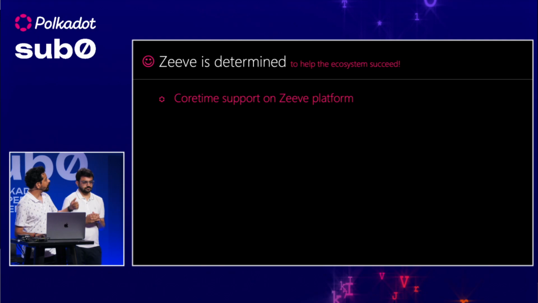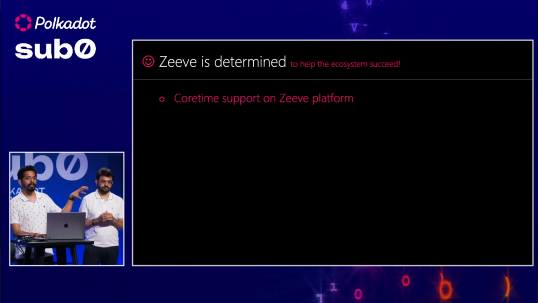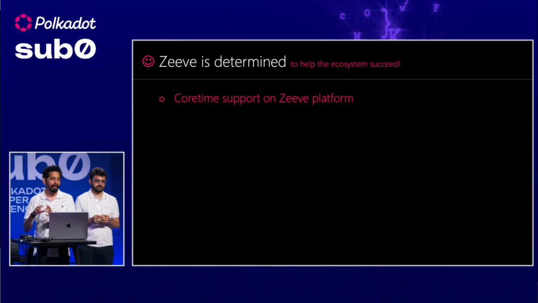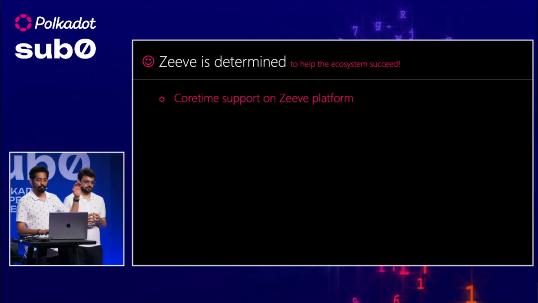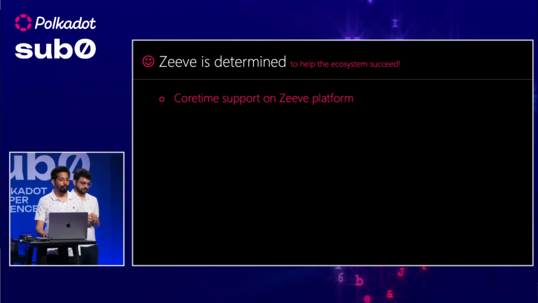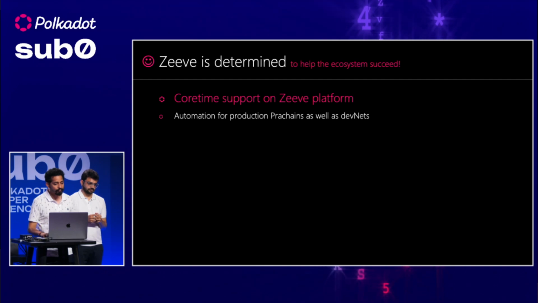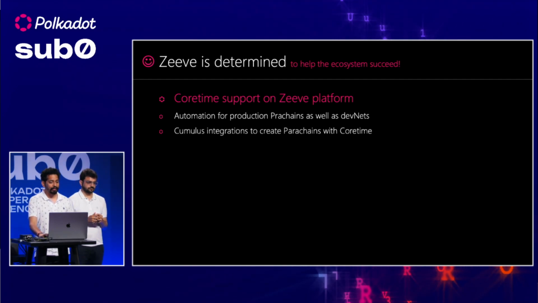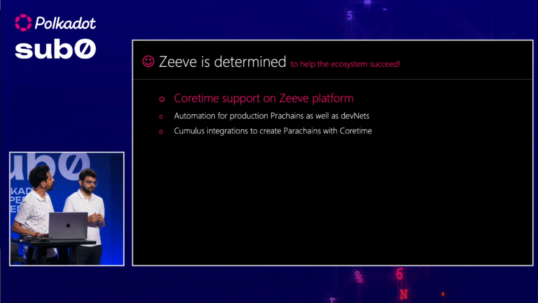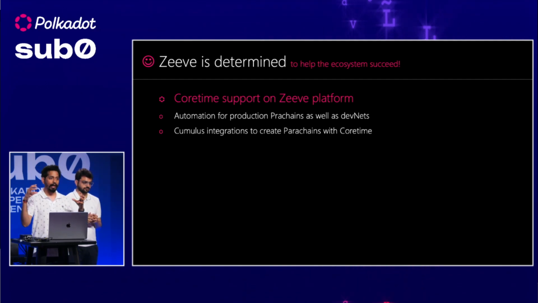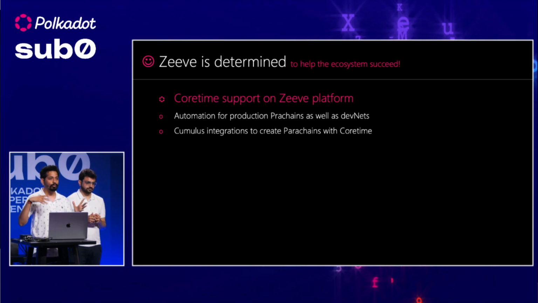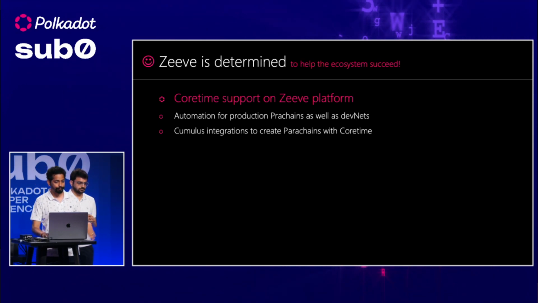So we are also releasing core time support on the Zeeve platform. Right now, it's a para ID auction-based process. You fill in the para ID, you deploy it, but in future, we would allow all the core time related operations on the platform itself, for production, devnets, as well as testnets and mainnets. And we're also working on Cumulus SDK integrations with core time, so that you can create your parachains with core time workflows in them without worrying how it works today.